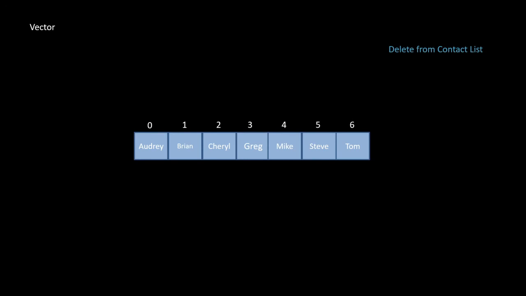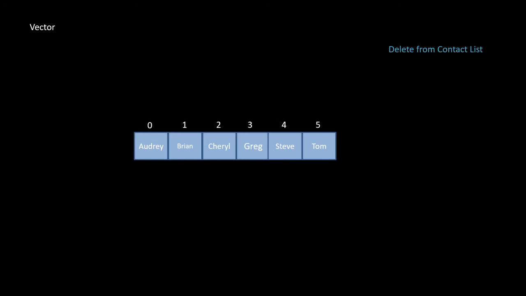Okay, so what happens if I want to delete somebody from the contact list? Okay, so now I want to delete Mike, and I can take Mike out, but now I have to move Steve back over, then I want to move Tom back over, and then I've got that final element in the array to deal with. So you can see that programmatically this is going to be one thing. In terms of processing, it's going to be another, because that is not going to be very fast.